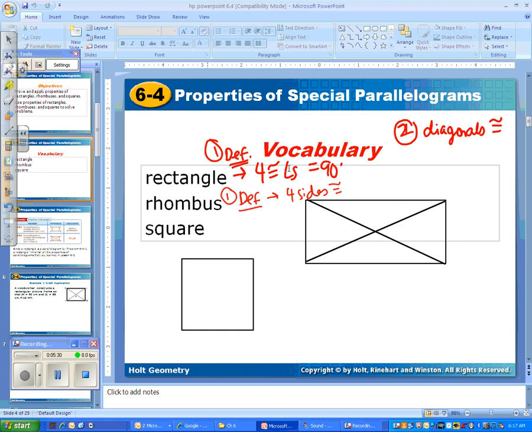So in a rectangle, all the angles are congruent. In a rhombus, all the sides are congruent. So I'm going to put tick marks right here. There are two other things that are special about a rhombus.